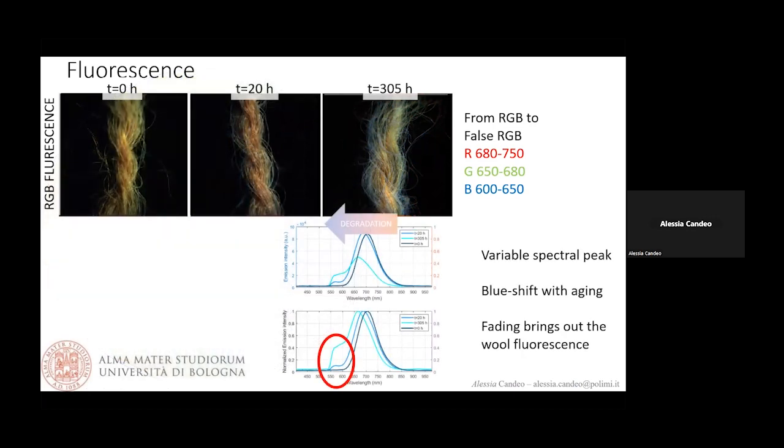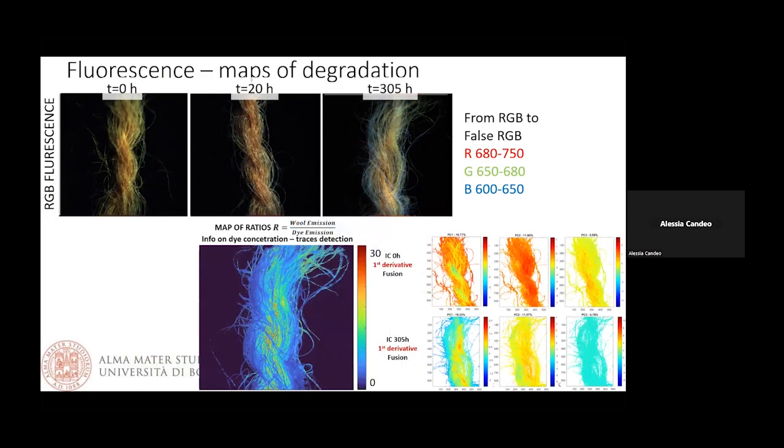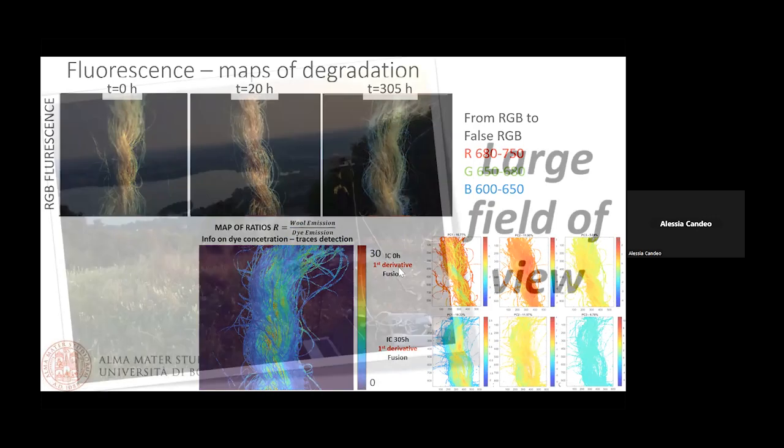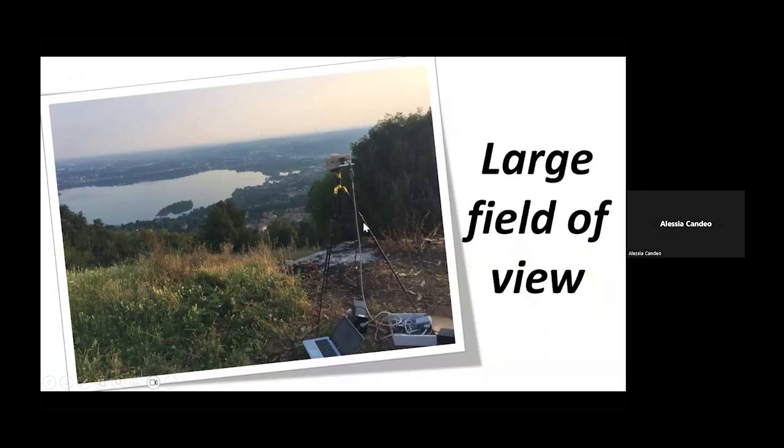In this case, we can also look at how the spectra change with aging, and we can compute the map of the ratios between the emission of the wool and the dye, to observe where untouched dye is still present, or we can even run PCA analysis to study the distribution of the degraded sample dye. The camera can also be used to perform large field of view imaging.